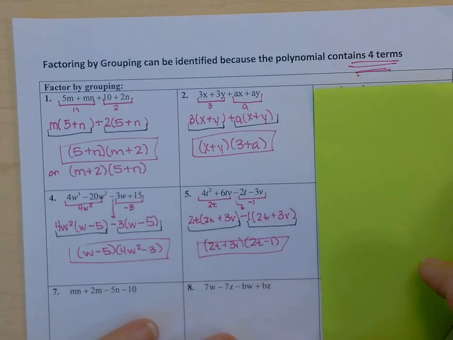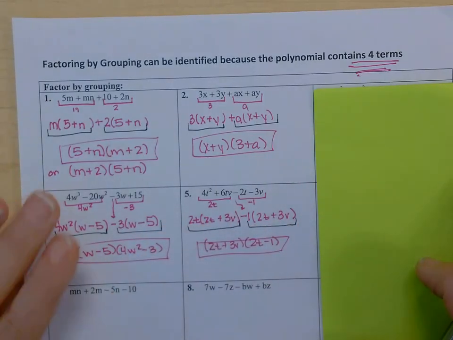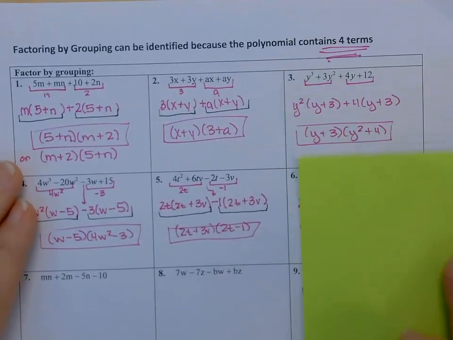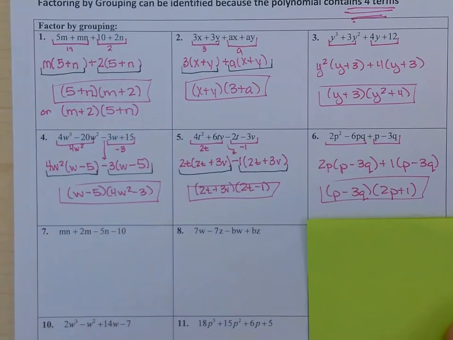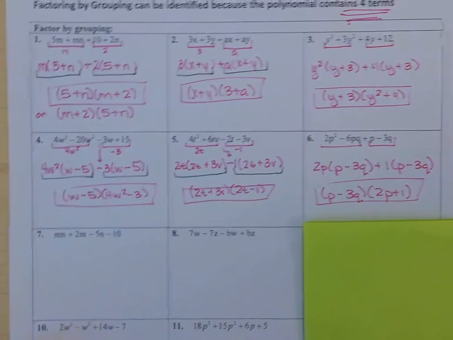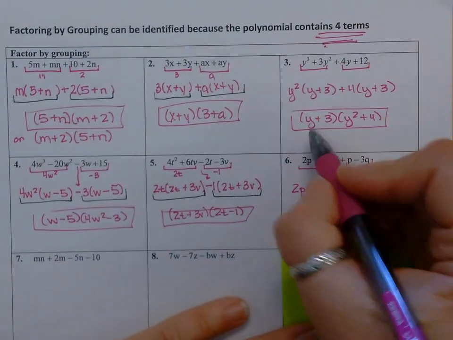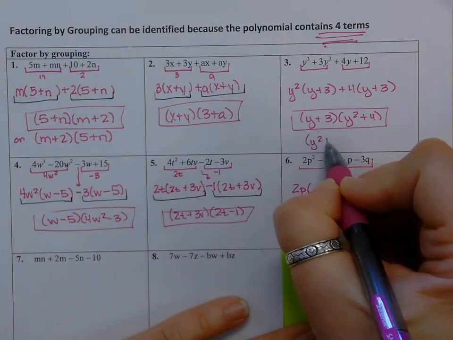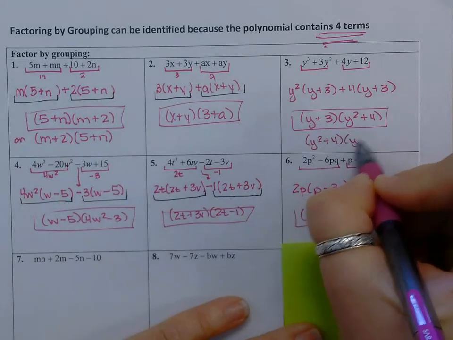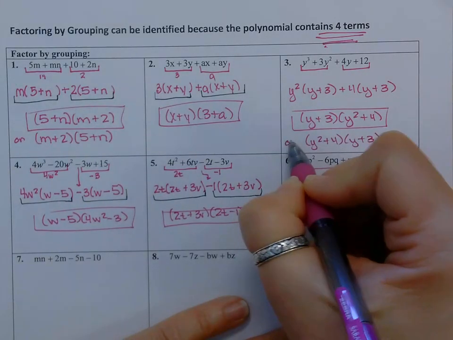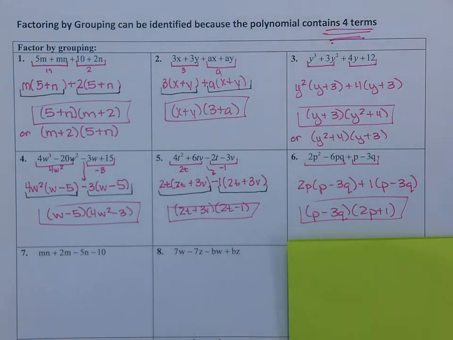So what I want you to do is turn off the video real quick and do numbers 3 and 6 and make sure you know what you're doing on those. There's the work and the answers to 3 and 6. By the way, if you have y squared plus 4 times y plus 3, that is fine. Those are the same thing. And I'll probably eventually stop saying that, but I want you to understand those are the same thing.